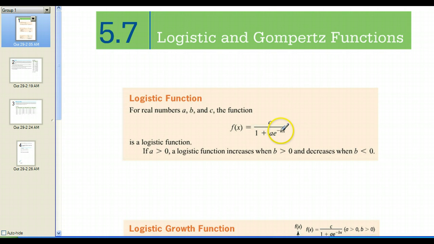this B right here is positive. We get decreasing when B is negative. Now, instead of B being negative, your exponent will actually end up being positive. Okay, when B is positive, this exponent will actually end up being negative. I know that seems weird.